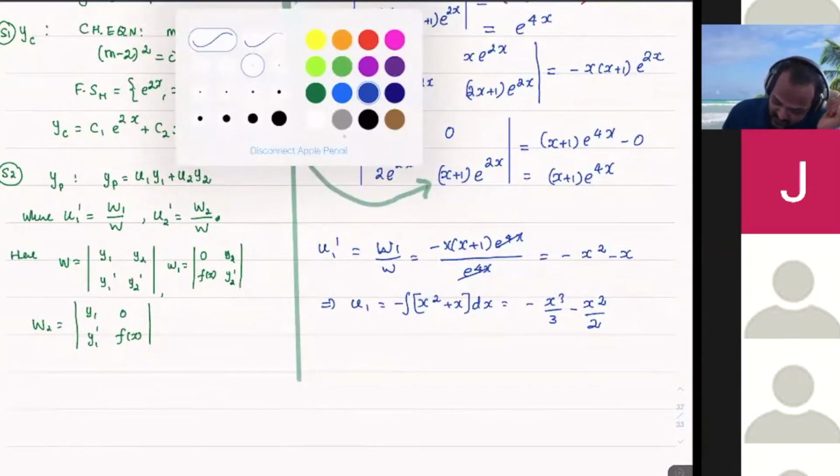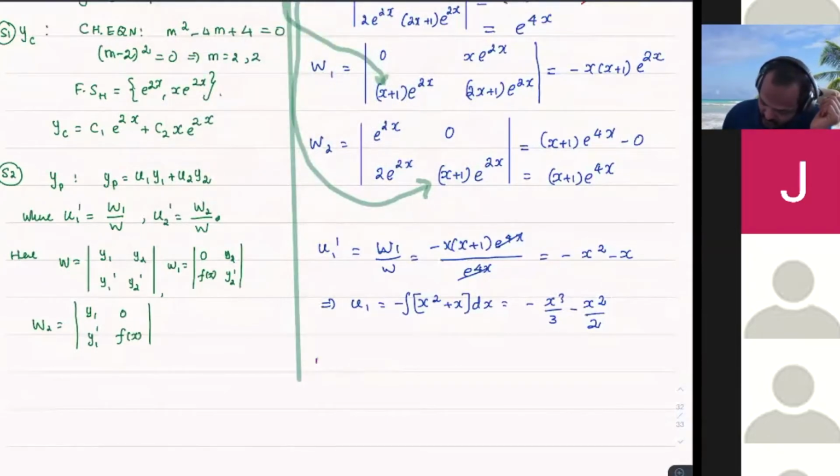And then by the same token, if I try to do the u2 prime, which is W2 over W, what did I do? That is correct. It's x times x plus 1. That's what I have, correct? Michael, that's what I thought I have. W1 is x times x plus 1 e to the 4x. Did I change it to 2x? Oh, you mean here. Okay, please make a note of that change. Thank you.